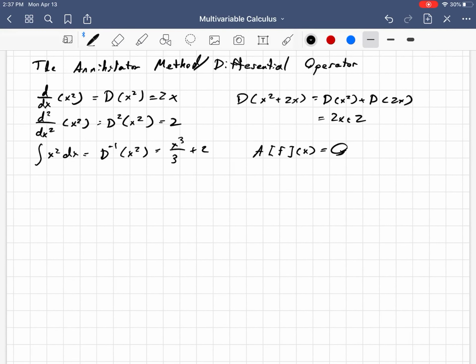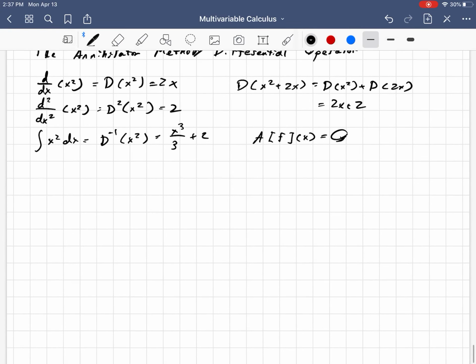So this method is a more formalistic approach to the method of undetermined coefficients, and it can justify our, quote, guesses for our undetermined coefficients method. I really think the best way is through an example. So let me do that for you.